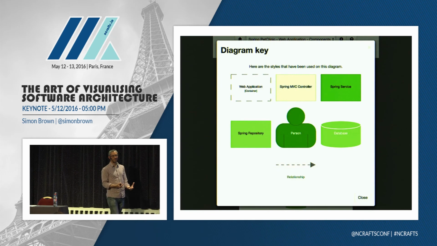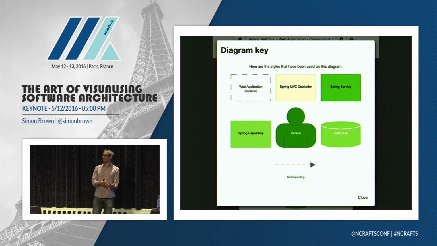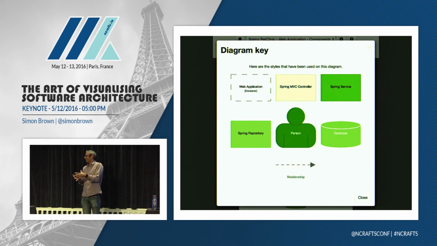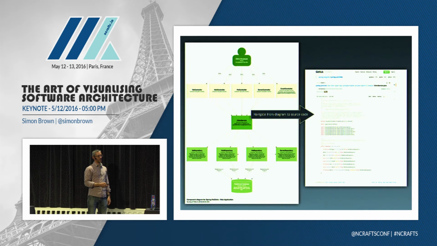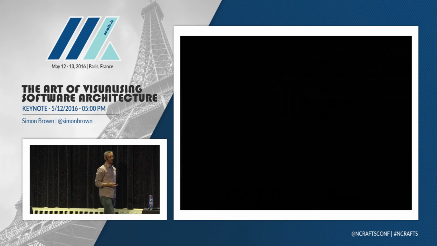Because it's a model, see, I've got the word model in here now. We've created a model, and because it's a model, we can do things like automatically generate diagram keys. That's easy to do. Because it's a model, we can link the model elements with the source code. So in this case, if you go to the live diagrams and you double-click a component, you get to the page on GitHub for the interface in this case. Again, all easy to do because it's just a model.